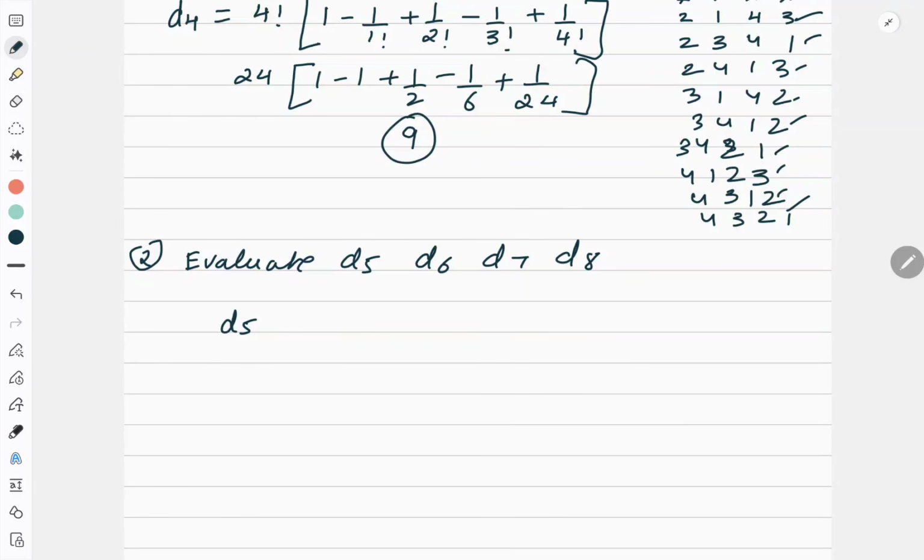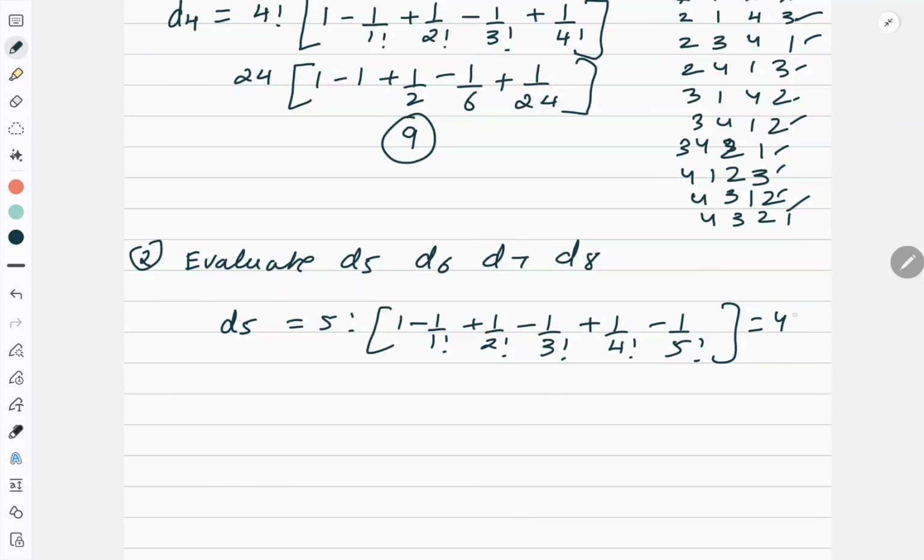Now all of you pause the video and calculate D5. If you use the summation formula directly in the calculator, you can fix the summation formula and then just keep on changing the values. Right? So it will be 5 factorial into 1 minus 1 upon 1 factorial plus 1 upon 2 factorial minus 1 upon 3 factorial plus 1 upon 4 factorial minus 1 upon 5 factorial, which will be equal to 44. Same way D6 will be equal to 265.